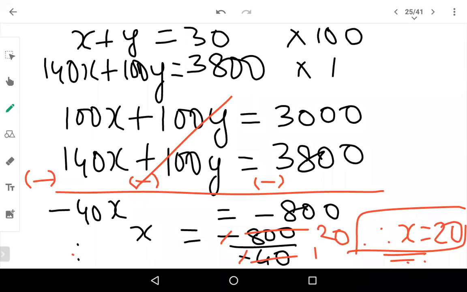Okay, Rida and Rakshita got y is equal to 10. Okay, now find x. Substitute that in equation 1 and find x. Good.